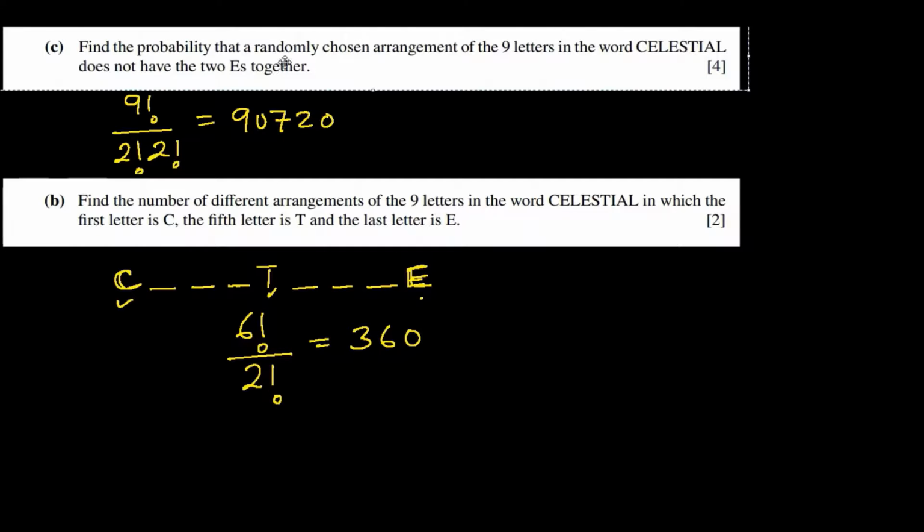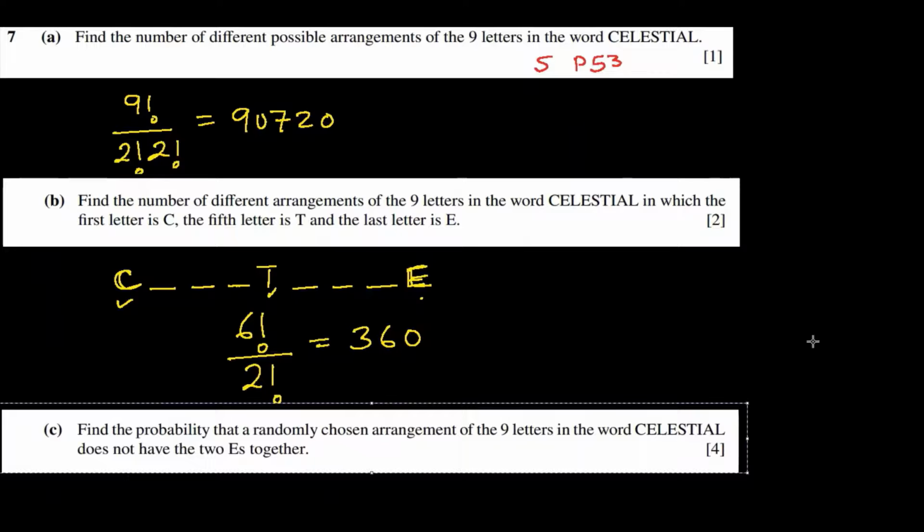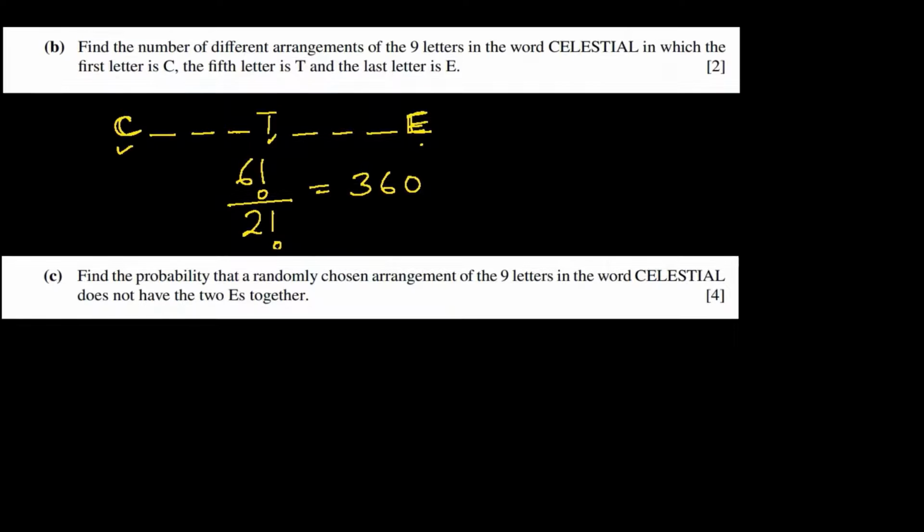Now the C part. The C part says find the probability that a randomly chosen arrangement of the 9 letters in the word celestial does not have two E's together. Again, this is the repetition of the examples we have solved in this video. So two E's should not be together. That means we will keep them out of it, and the rest of the 7 we will write as 1, 2, 3, 4, 5, 6, 7. Let's worry about these 7 first. They can be arranged in 7 factorial ways. Divide by what is repeating? L is repeating, so divide by 2.